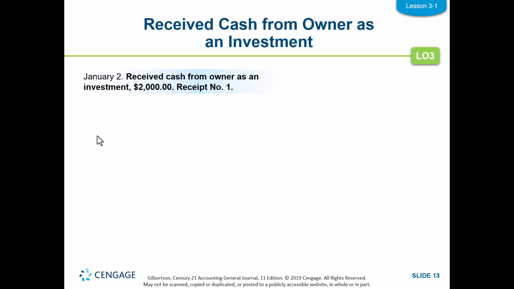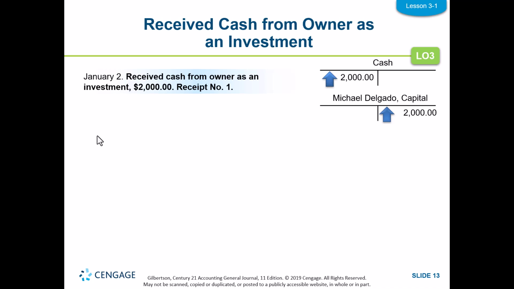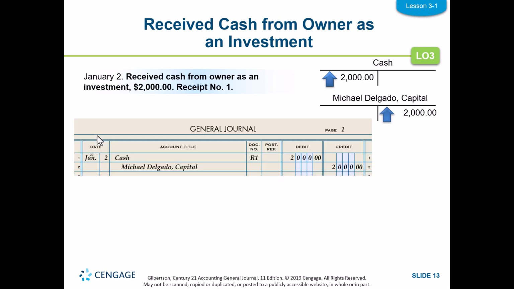Which one is going to be debited? Cash is going to be debited, and we're going to credit our capital account, okay? When we're journalizing things, our debit still comes first. So it's always going to be on top. Okay, there's our T accounts like we did last chapter.